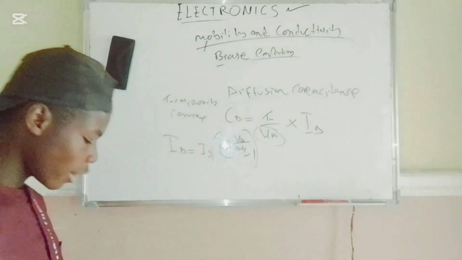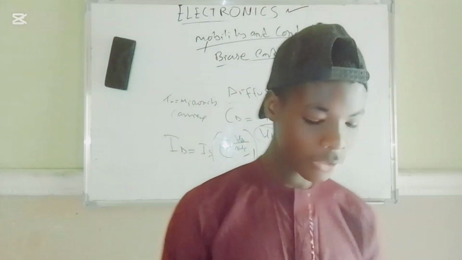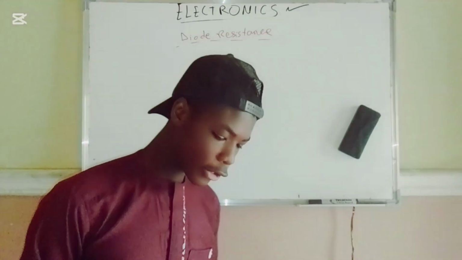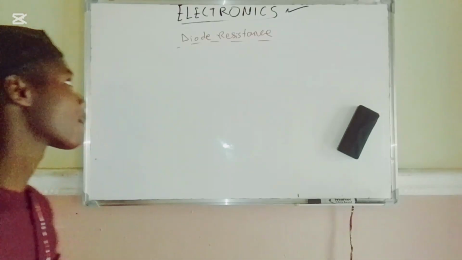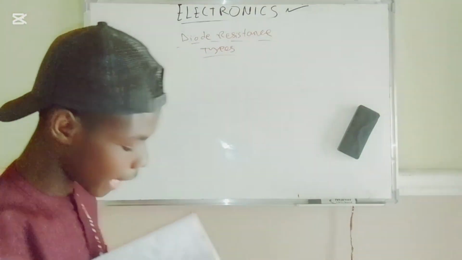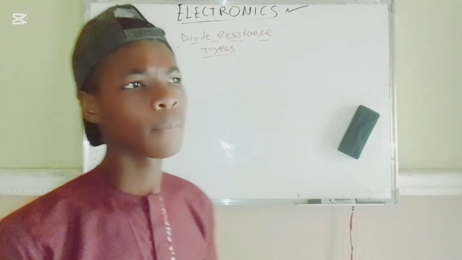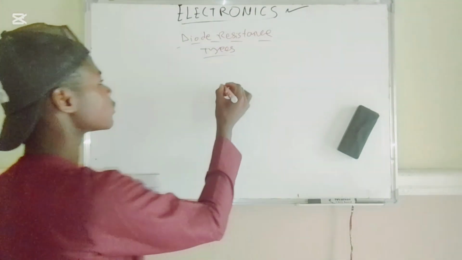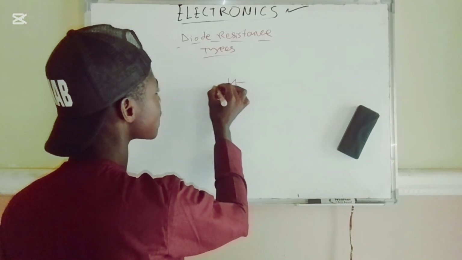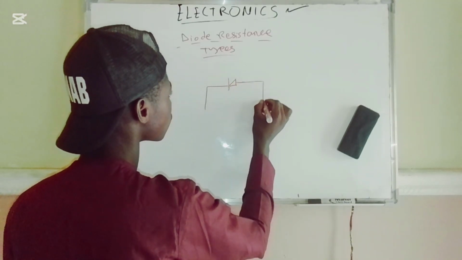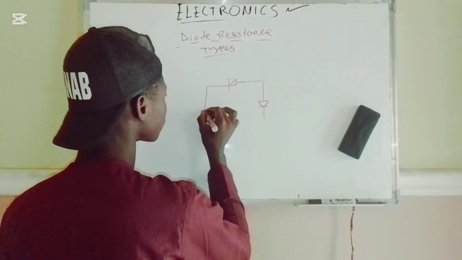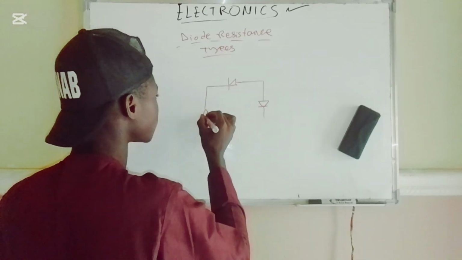The next thing we want to know here is the diode resistance. Let me clean the board. So we are going to talk about the diode resistance. What are the types of diode resistance? Diode resistance has types. Let's say this is the symbol of a diode. Let's say here is a circuit. Let's say we have another diode here. Let's say I have another diode, looking up.